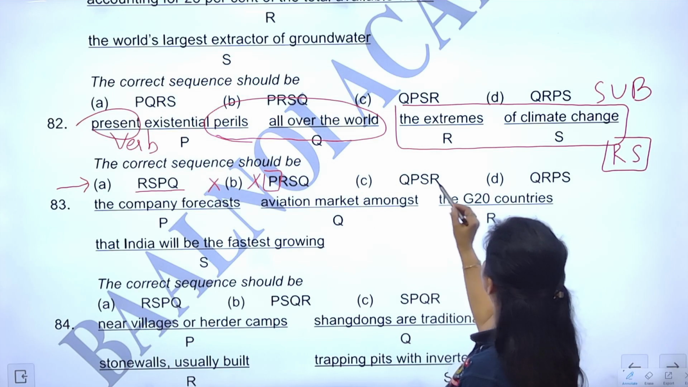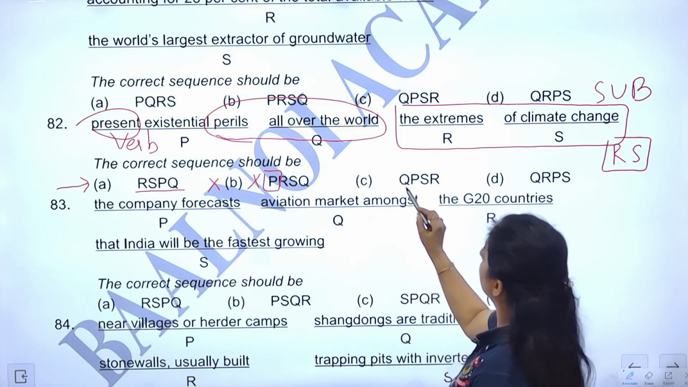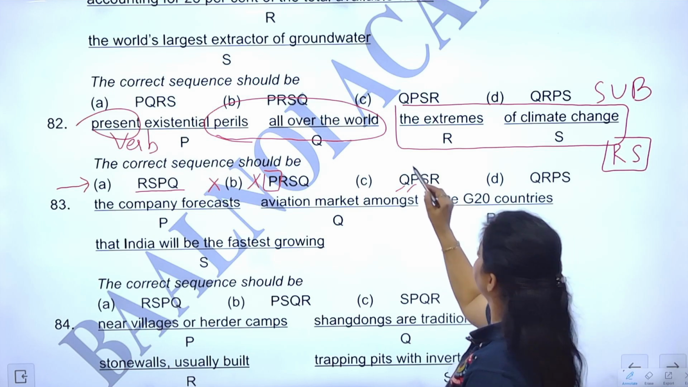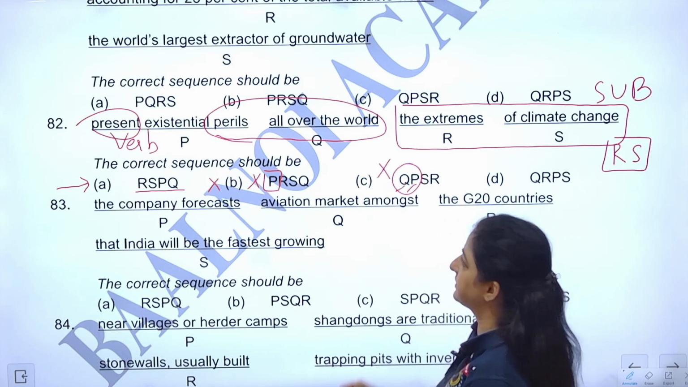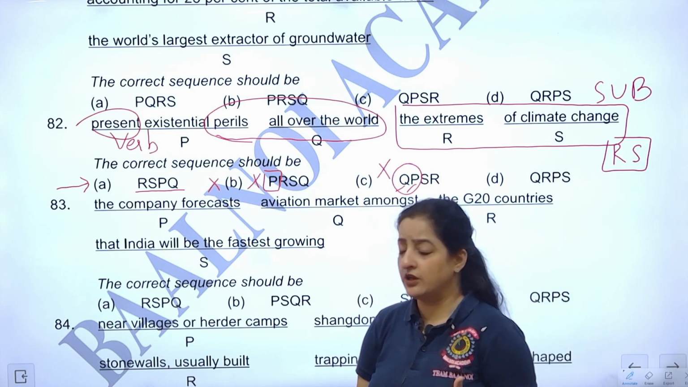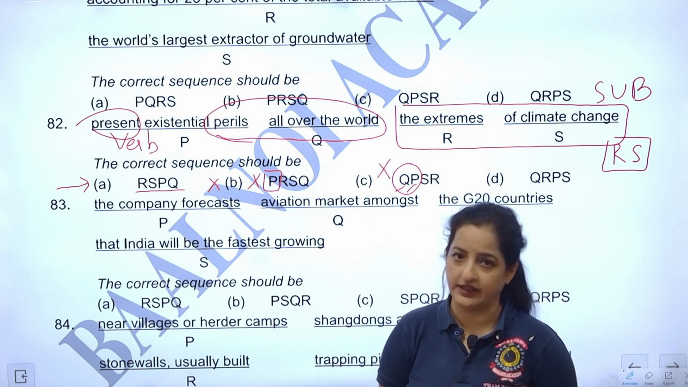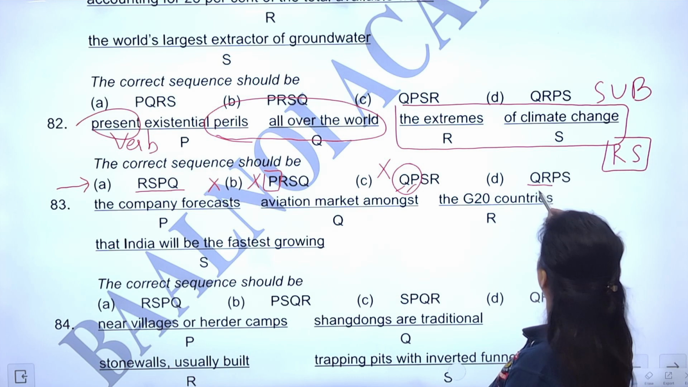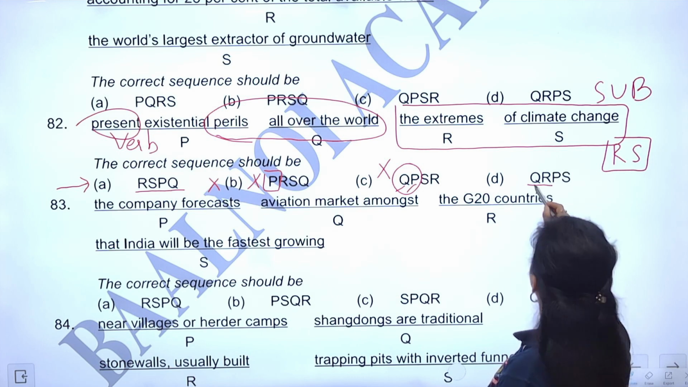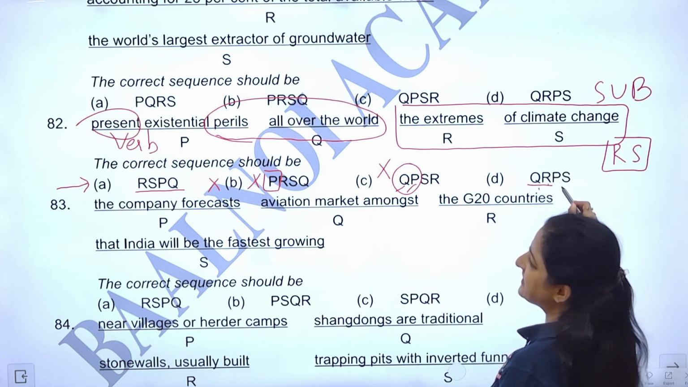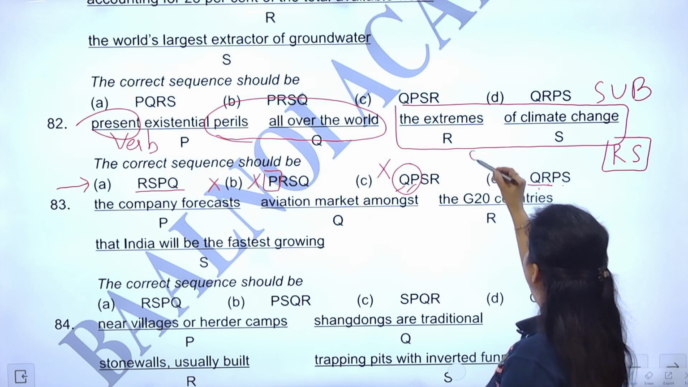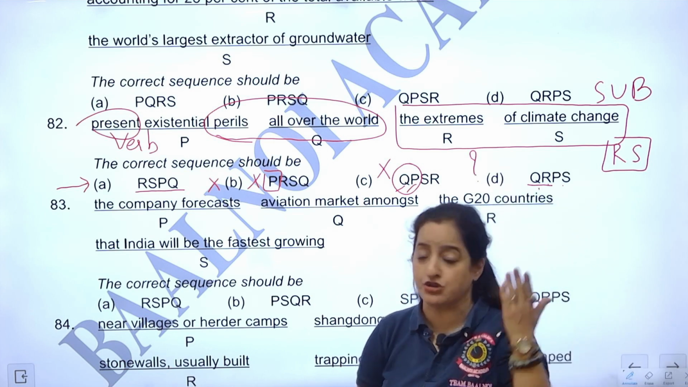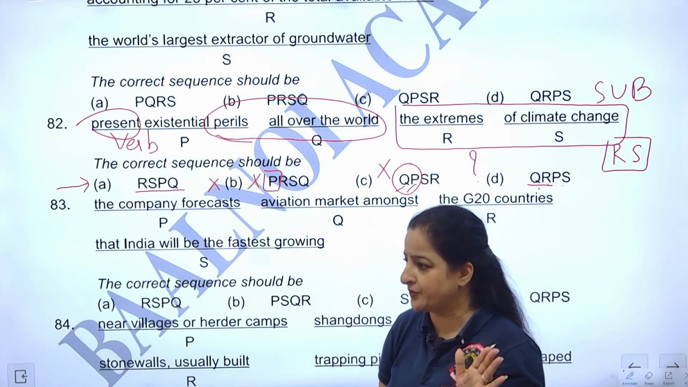Now, let's do this QPSR. So, all over the world, present existential crisis. QP, this itself doesn't make sense. All over the world, who is presenting existential crisis? There's no answer to it. Then QRPS, all over the world, the extremes of climate change present existential crisis. Now, this does make some sense. The meaning is not wrong, I must say.